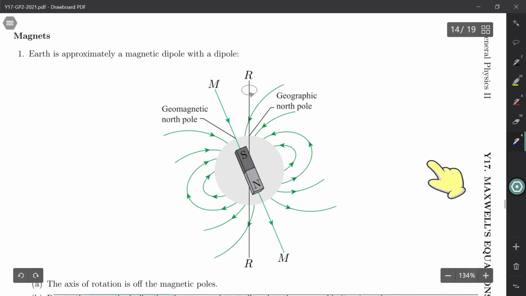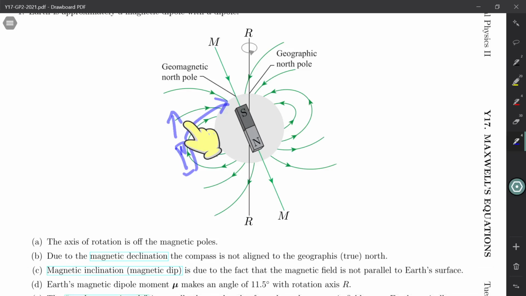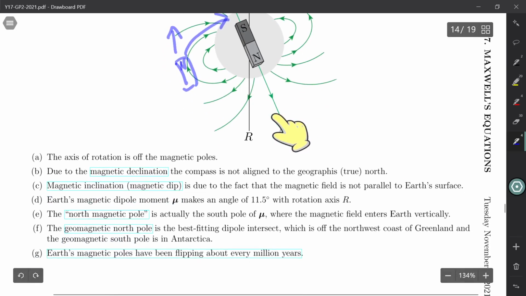The magnets: Earth is a magnet. The north pole is attracted by the south pole. The compass north pole is attracted by the south pole. That's the reason why they have an orientation aligned to the north pole of the Earth.